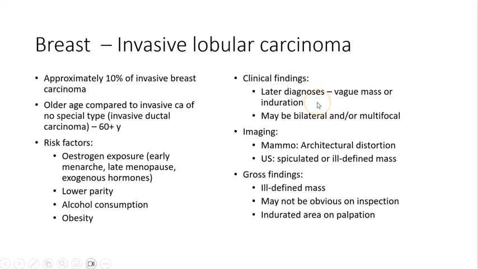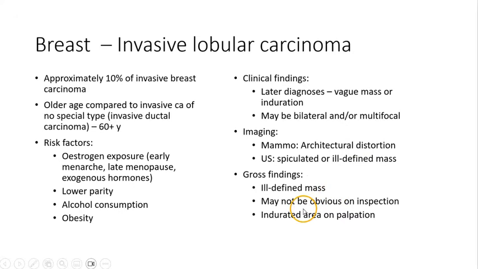Clinically, the diagnosis tends to be later, and this is not surprising because these tumors don't tend to form a very obvious mass. So clinically, there may just be a vague area of thickening, a vague mass, or just induration. This tumor may be bilateral, and it also may be multifocal within the same breast. This means different areas can be involved with normal breast tissue in between. On imaging, the findings can be relatively subtle, especially on mammography, where there may be just a degree of architectural distortion. And on the ultrasound, there may be a spiculated mass, or sometimes the mass can be quite ill-defined.